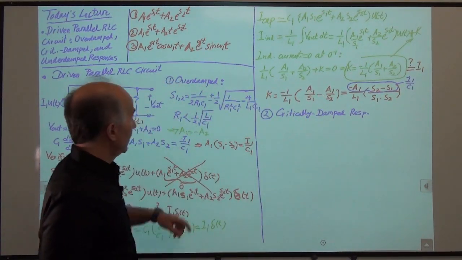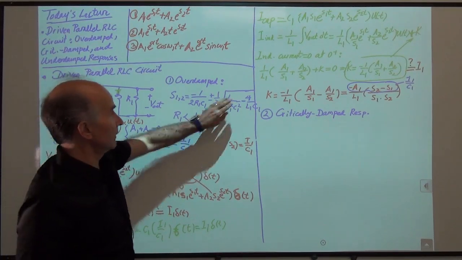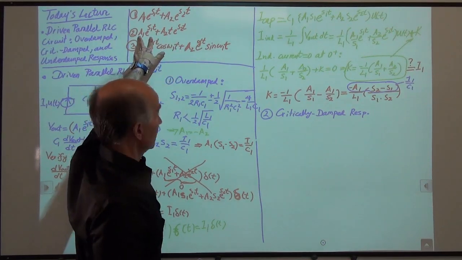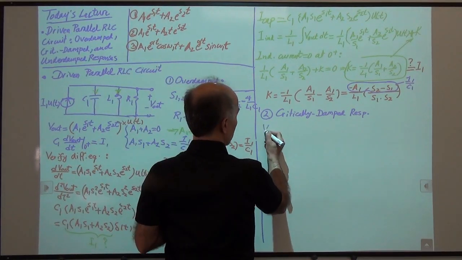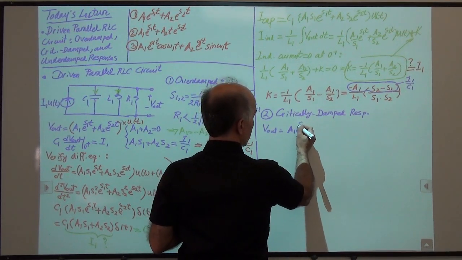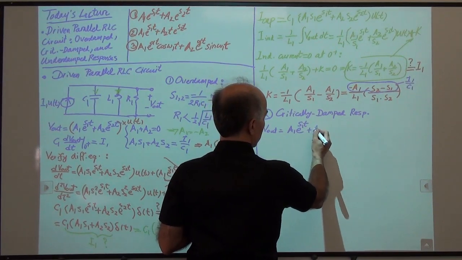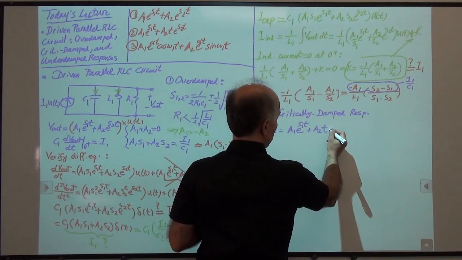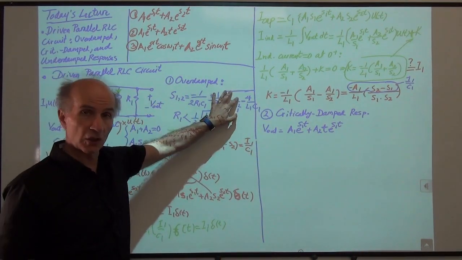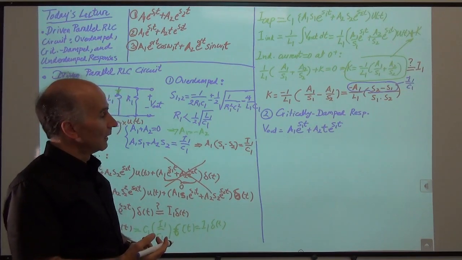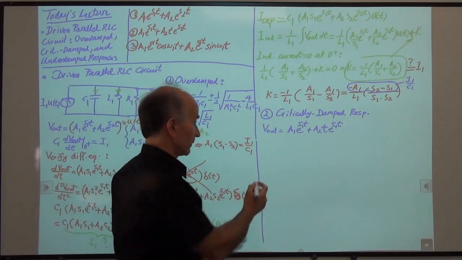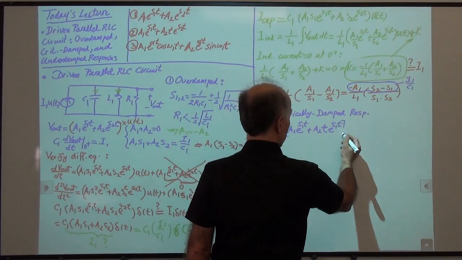That happens when R1 is equal to this value, so this goes to 0. The two roots are equal, and remember that that's the situation we have to keep in mind. So V out is equal to A1 e to the S1 t plus A2 t e to the S1 t. S1 is just this value because it is 0. All right, very good. Does this take a u of t? Yes, it does, because before time 0, the output is 0.